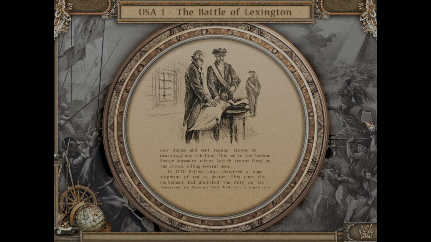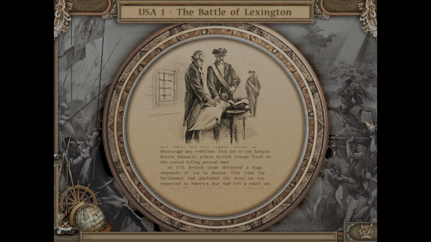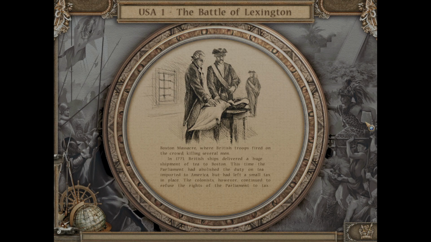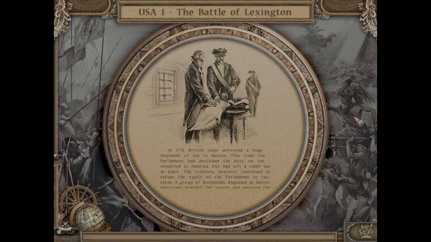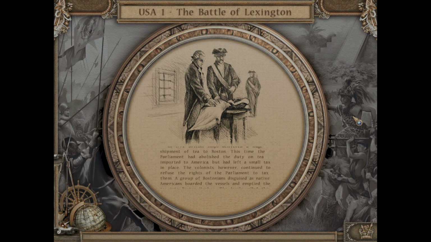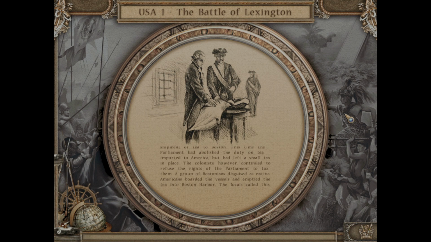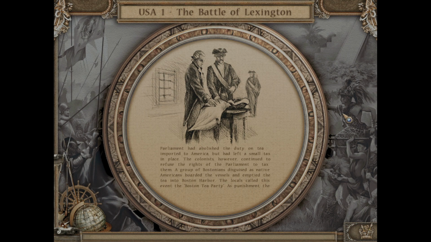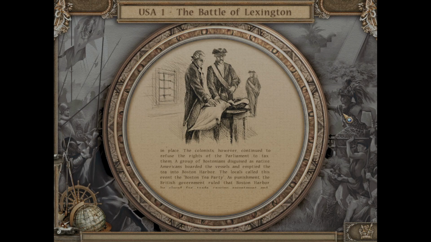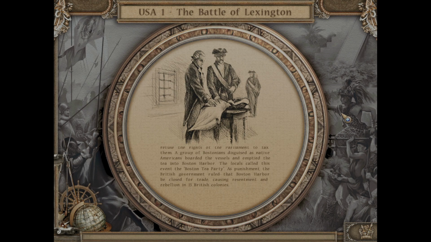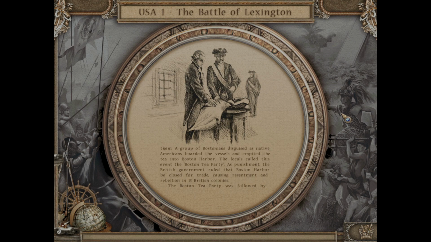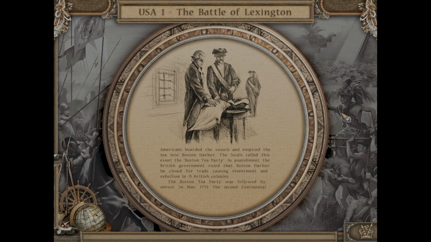This led to the famous Boston Massacre, where British troops fired on the crowd, killing several men. In 1773, British ships delivered a huge shipment of tea to Boston. This time, the Parliament had abolished the duty on tea imported to America, but had left a small tax in place. The colonists, however, continued to refuse the rights of the Parliament to tax them. A group of Bostonians, disguised as Native Americans, boarded the vessels and emptied the tea into Boston Harbor. The locals called this event the Boston Tea Party.